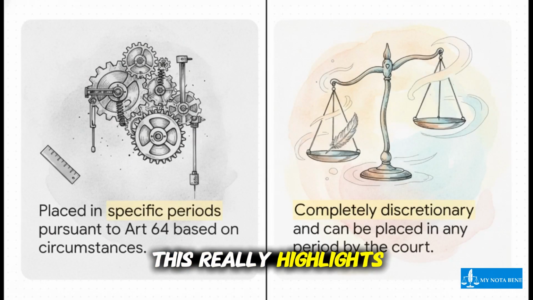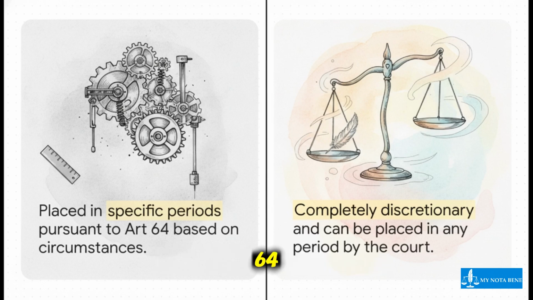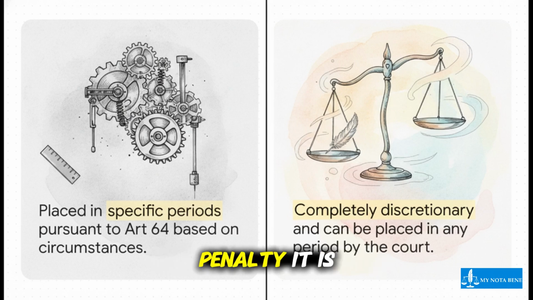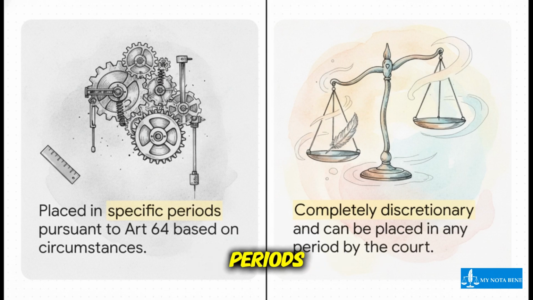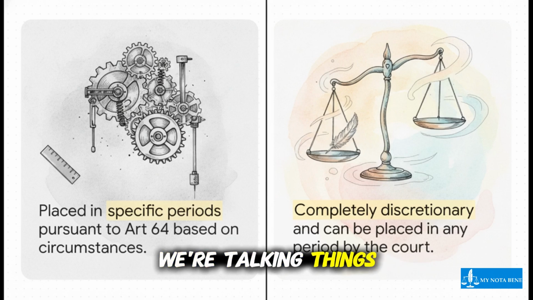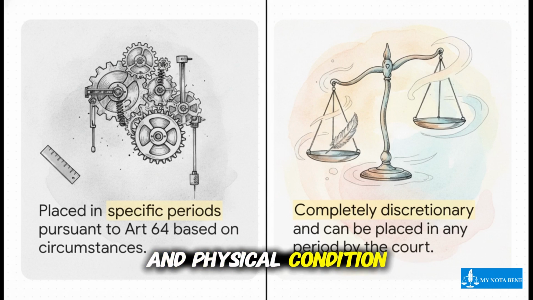This really highlights the massive difference in how these two numbers are handled. The maximum penalty is rigid. It is locked into specific periods, minimum, medium, or maximum, pursuant to Article 64, depending entirely on the circumstances of the crime. But the minimum penalty, it is completely discretionary. The court can place it in any of its periods based on factors completely outside the strict mathematical formula. We're talking things like the offender's age, how they acted during the trial, or their mental and physical condition.